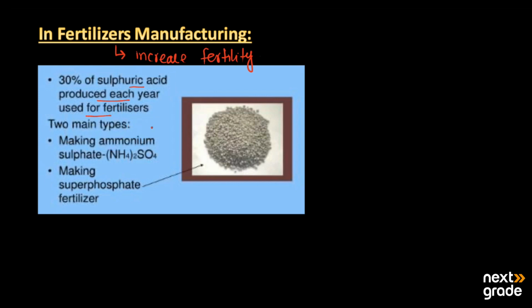The two main types produced by the use of H2SO4, which is sulfuric acid, are first, ammonium sulfate, whose formula is (NH4)2SO4. So we can write it as (NH4)2SO4, and its name is ammonium sulfate. And the second is that it is used in making superphosphate fertilizers, the phosphate and the super fertilizers. This is the picture of the superphosphate fertilizers.